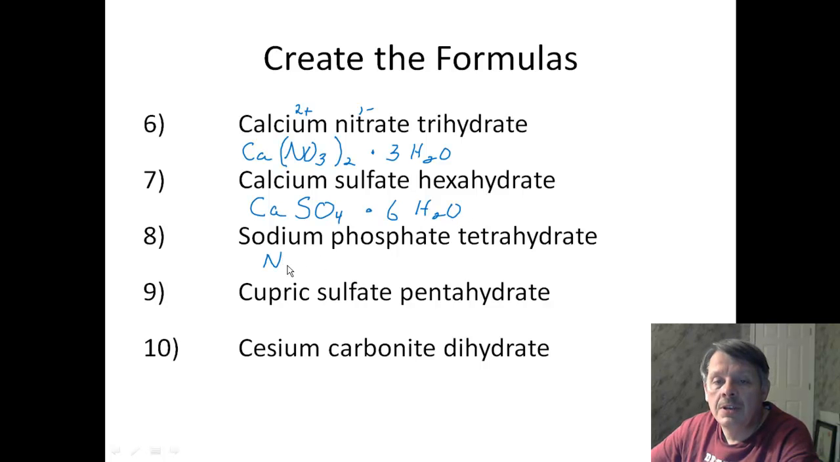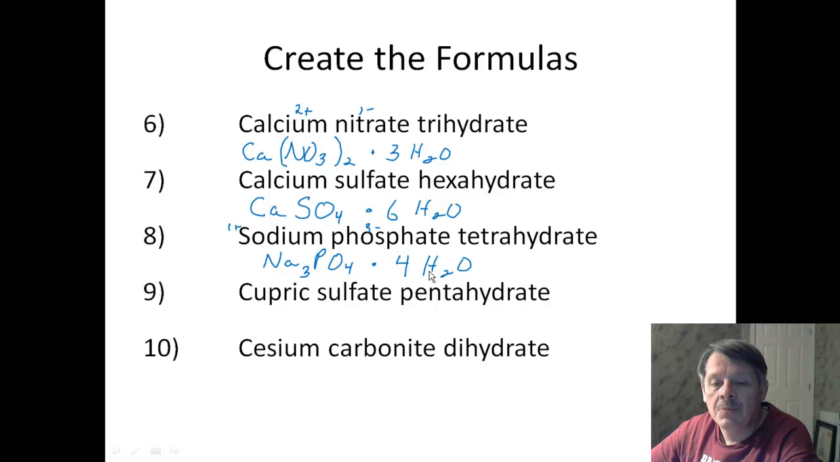Sodium phosphate. Sodium is Na. Phosphate is PO4. Phosphate has a 3- charge. Sodium has a 1+ charge. I cross them, so I need Na3PO4. And tetra is 4, so times 4 H2Os.